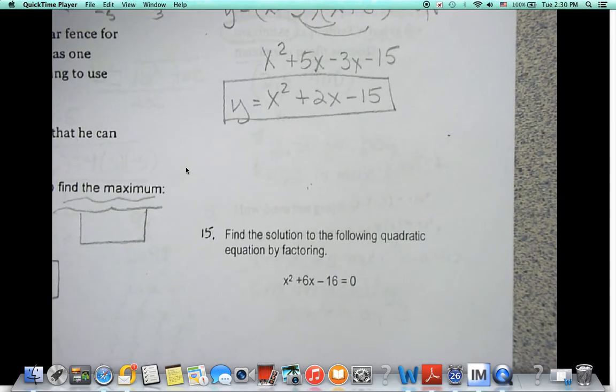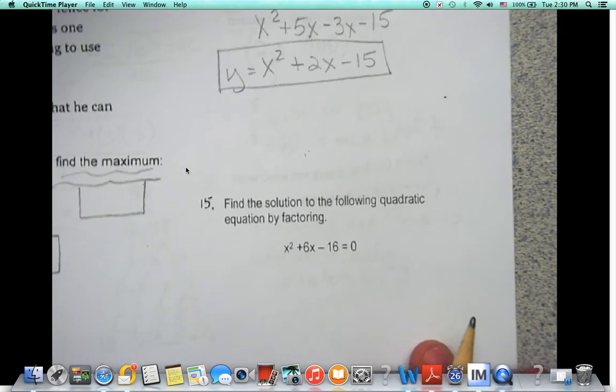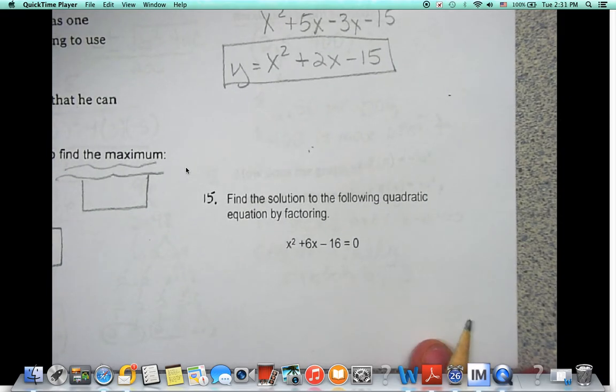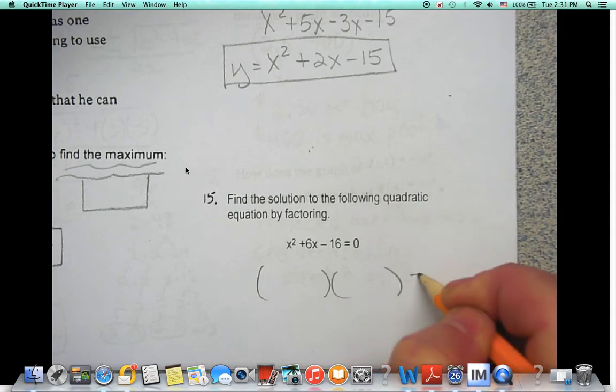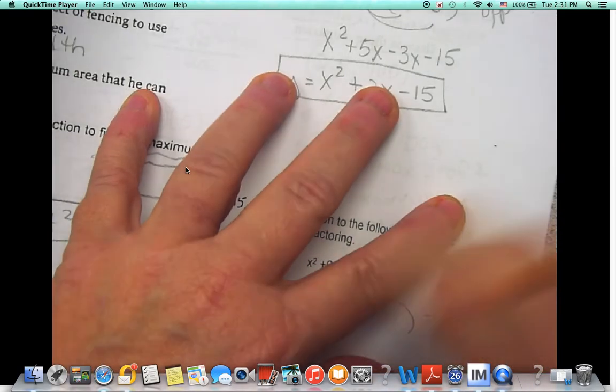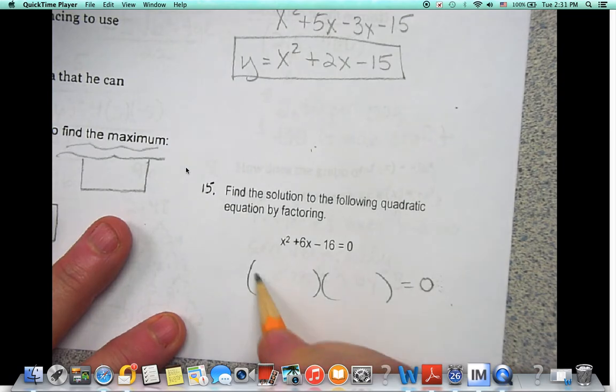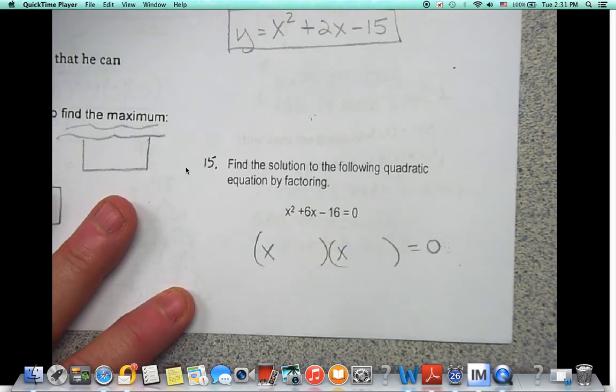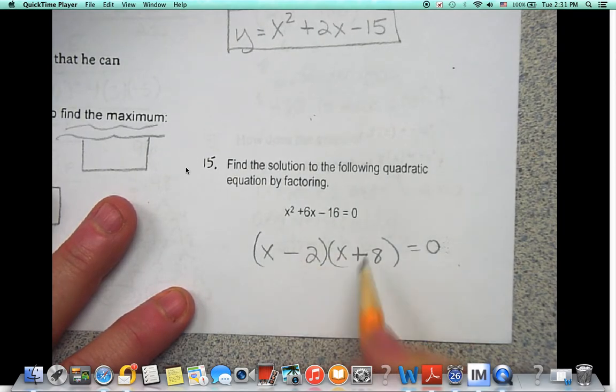Find the solution to the following quadratic equation by factoring. So we're going to factor, kind of like the one you just did, only opposite. So x times x. What would we multiply to get 16 that would add to get 6? Positive, negative, or what? Negative 2, positive 8. Okay, so when you do x times 8, you get 8x. And when you do -2 times x, you get -2x. And that gives you 6x.